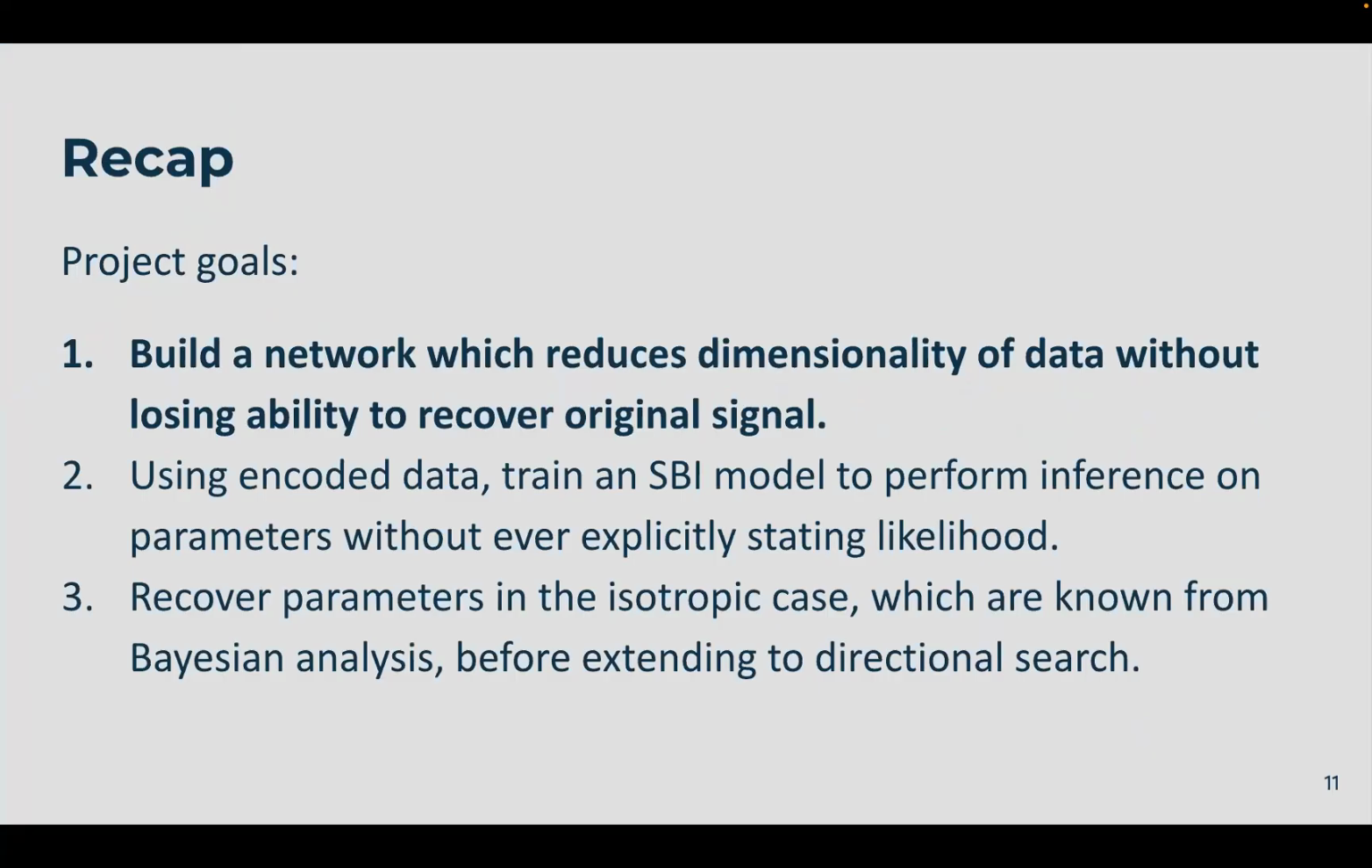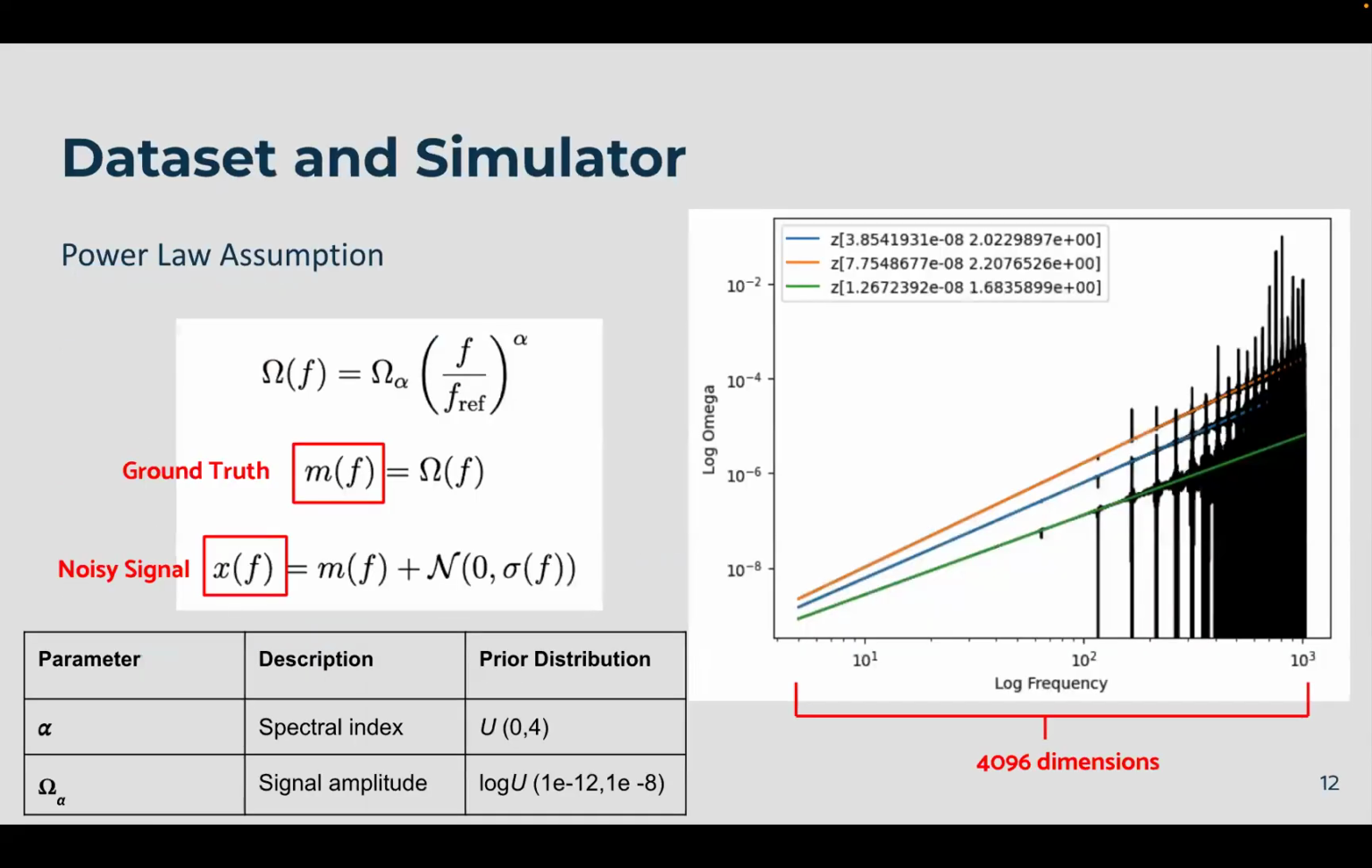Again, just to recap, our first goal for this project was to reduce the dimensionality of our data, just because the original data set at 4,096 dimensions is too big to just throw into the log ratio estimator. So this is the first machine learning task we had, which you can just go to the next slide. And I'm going to talk a little bit about our data set itself.